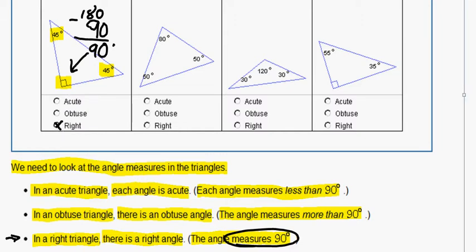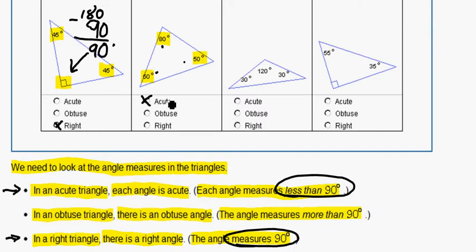Let's look at our next triangle. We have 80 degrees, 50 degrees, and 50 degrees. So we go down to our rules, and we see in an acute triangle, each angle is acute, which means less than 90 degrees. These are all less than 90 degrees. So we have an acute triangle.